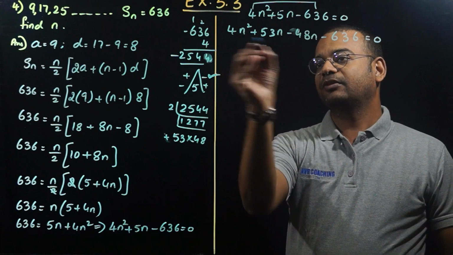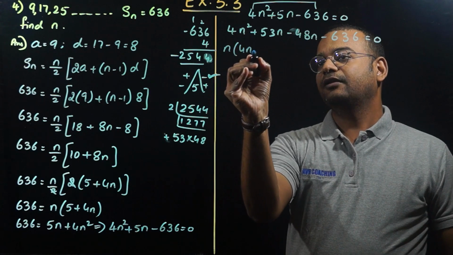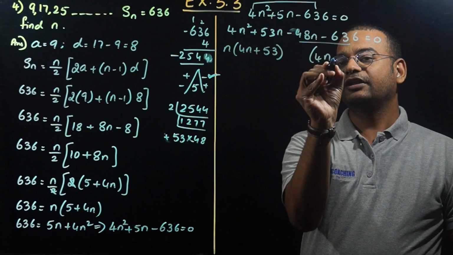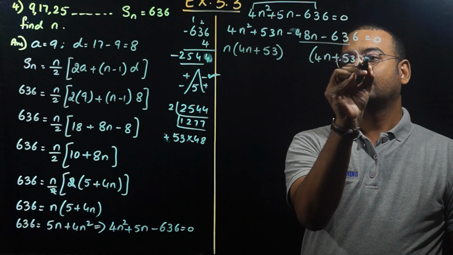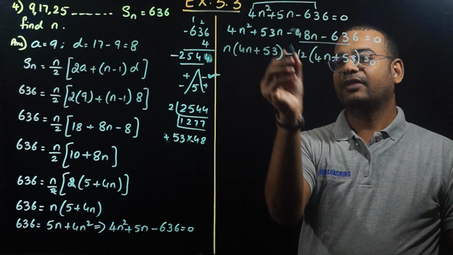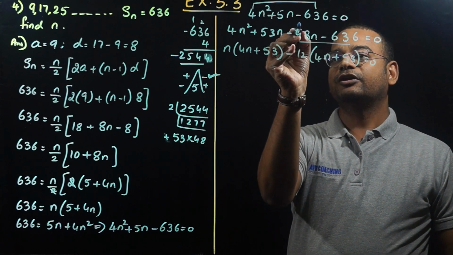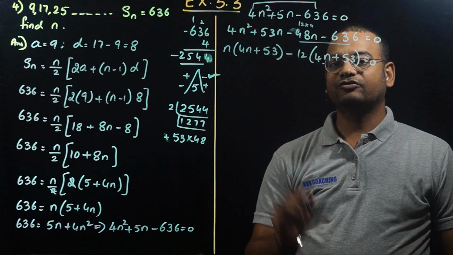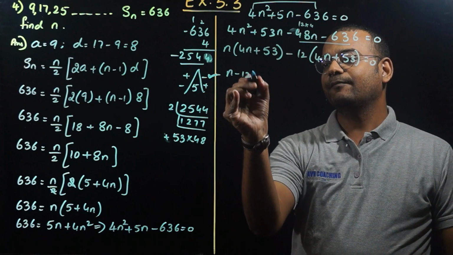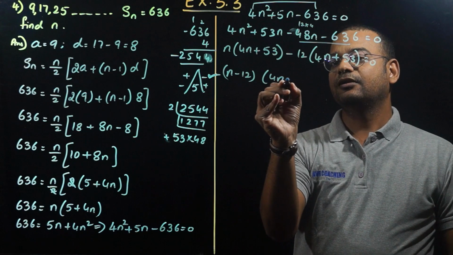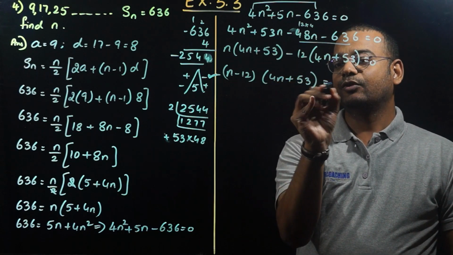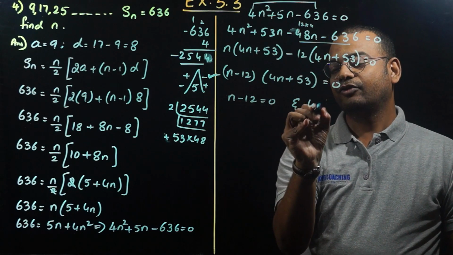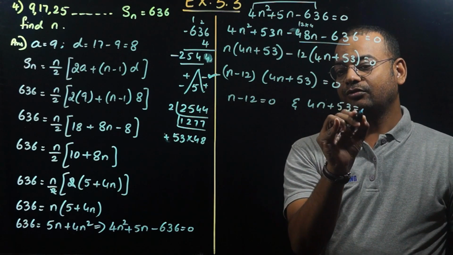So here n is common, so n into 4n plus 53. From these two also we will get 4n plus 53 common. So minus 12, and 48 is nothing but 12 into 4. So 4 is already in the bracket, so 12 will be outside the bracket. So (n minus 12) and (4n plus 53) equal to 0. So n minus 12 equal to 0 and 4n plus 53 equal to 0.